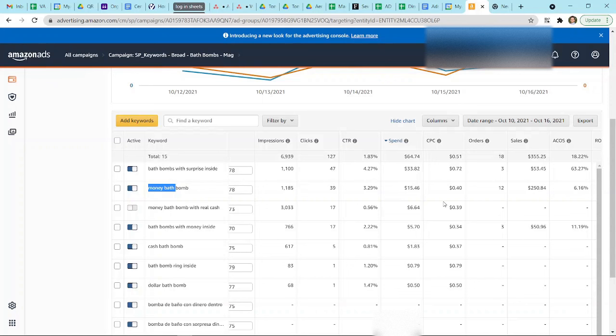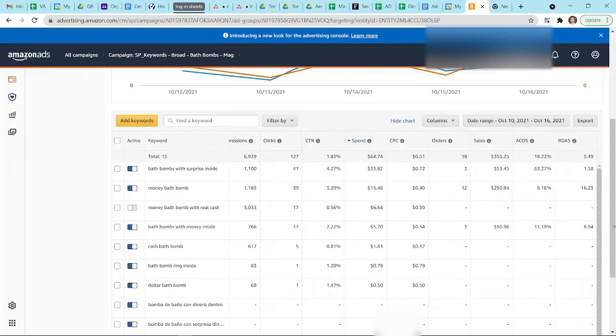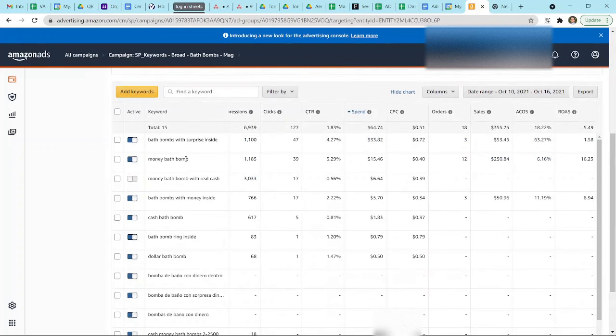That, by the way, is why we're not getting any orders, because anytime we've had success, it's getting attributed to this Money Bath Bomb here. So this is essentially just wasted spend.